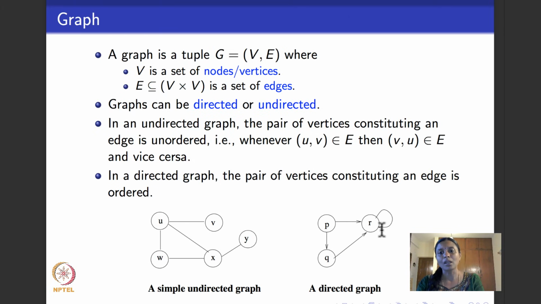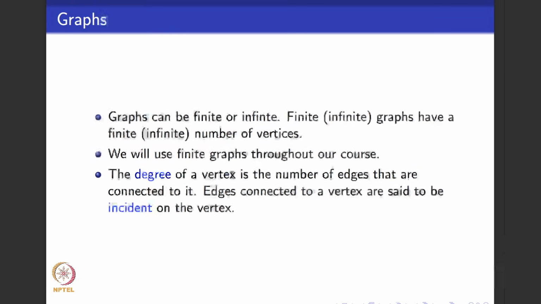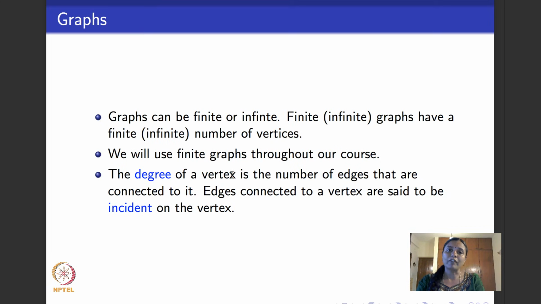It doesn't matter. Otherwise, for each other pair of distinct vertices, whether the pair is ordered or unordered defines the kind of graphs that we look at. Graphs could be directed as it is here or undirected as it is here. So graphs can be finite or infinite. A finite graph typically has a finite number of vertices.